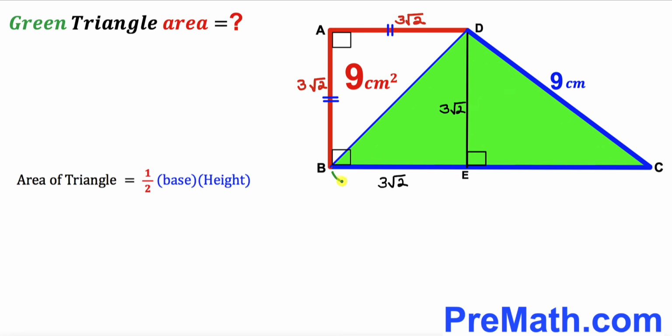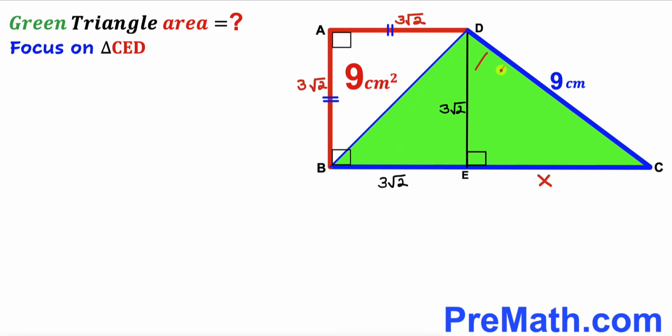And we only know this segment BE length, which is 3 times square root of 2. So therefore now our task is to find this segment length EC. I'm going to label this EC segment length as x, and now we are going to find the value of x. And now we are going to focus on this right triangle CED. And we are going to apply the Pythagorean theorem on this triangle to solve for x.